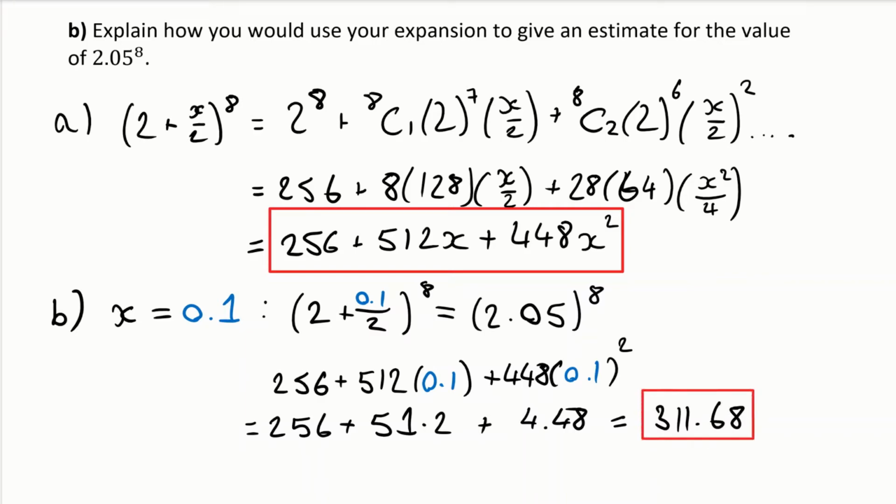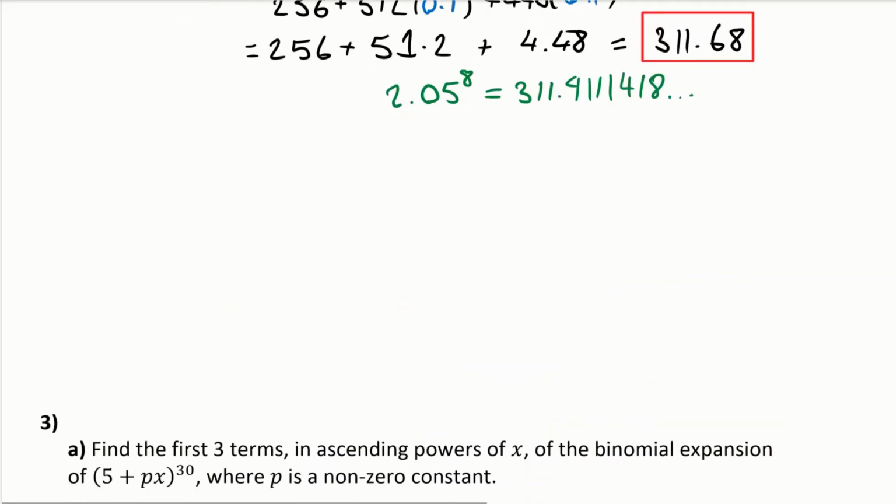Again, let's just give that a quick comparison to how we would do that in the calculator. 2.05 to the power of 8 gives us 311.9111418, and so on. As we can see, this is not too far away from our approximation by using the binomial expansion.